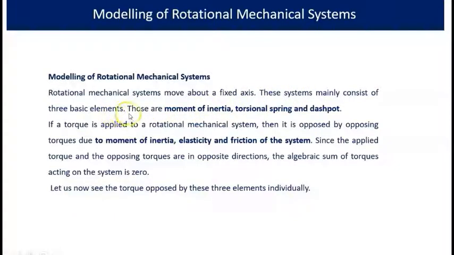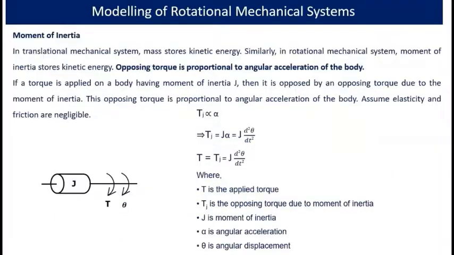Here also we have to consider three basic elements. They are moment of inertia, torsional spring and dashpot, similar to translational mechanical system. Now, if a torque is applied to a rotational mechanical system, it is opposed by opposing torques due to moment of inertia, elasticity, and friction of the system. Since this applied torque and the opposing torques are in opposite directions, the algebraic sum of torques acting on the system is 0. Now we can study these three elements separately.